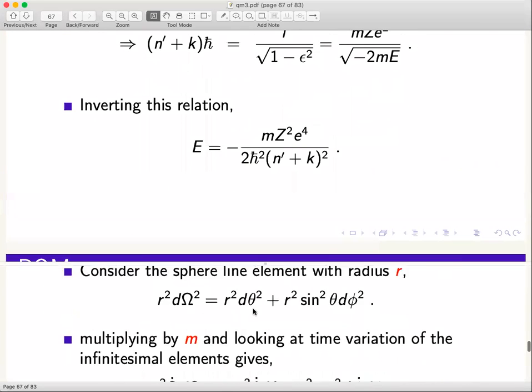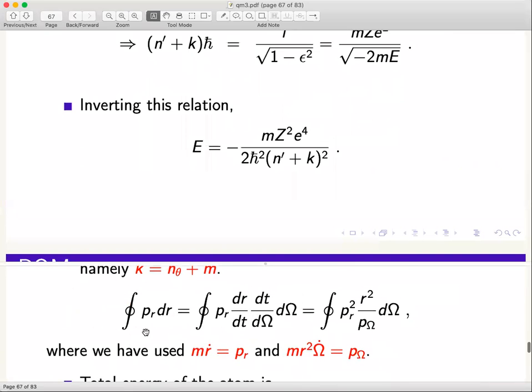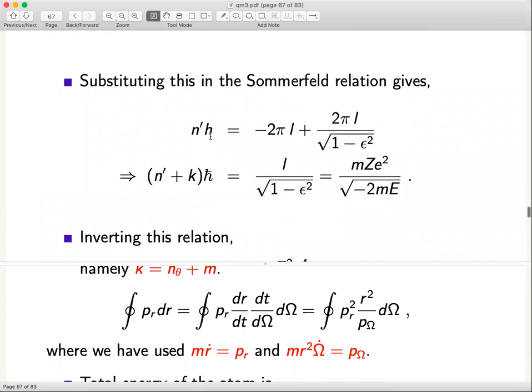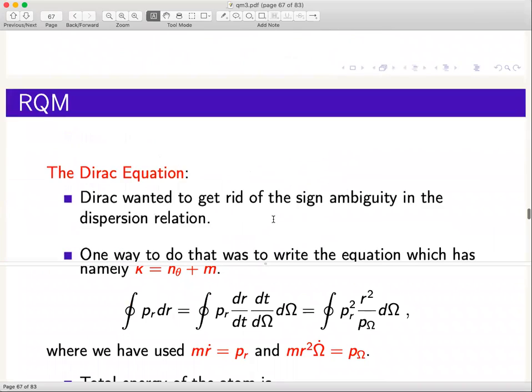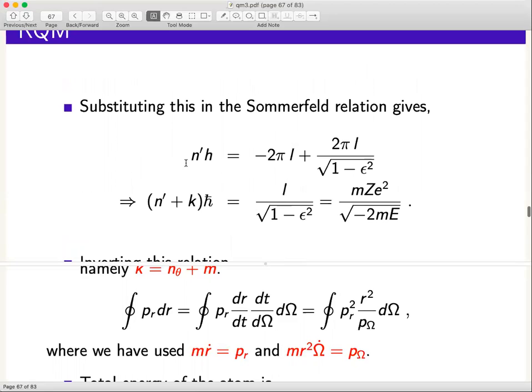Okay. So the relation that we were trying to look at was this. PR dr would give you an expression which is n prime h. This is the left hand side, but this expression was written as PR squared r squared upon p omega times d omega integral, and we manipulated this integral.